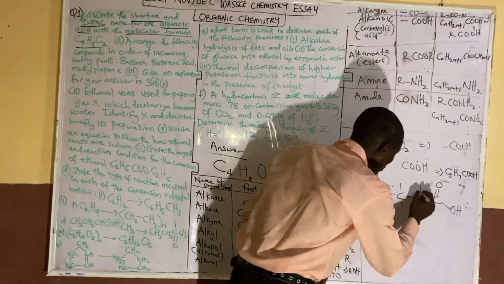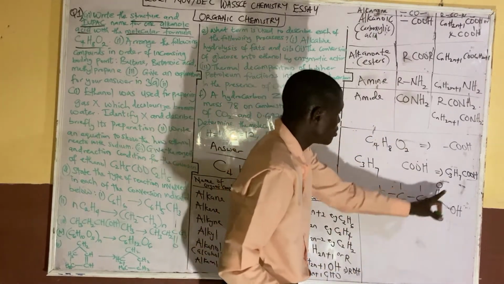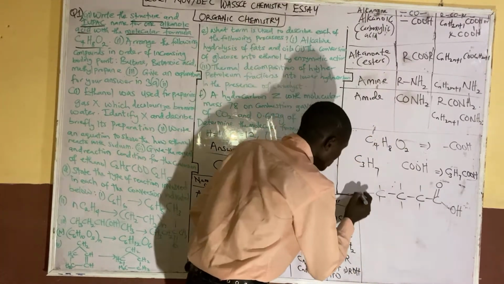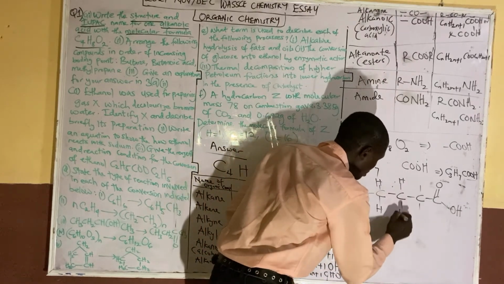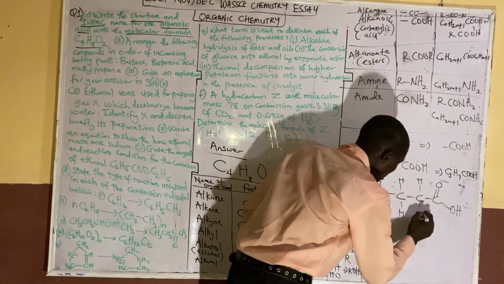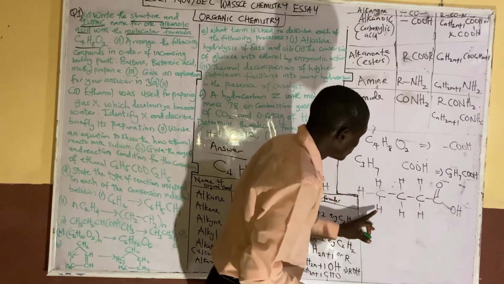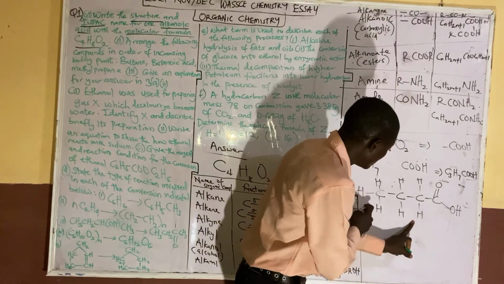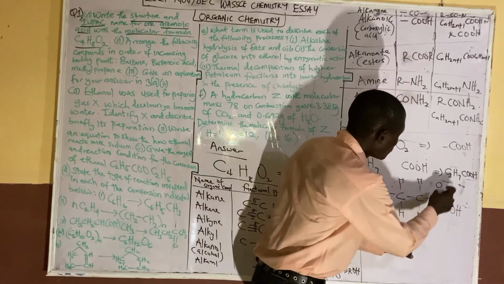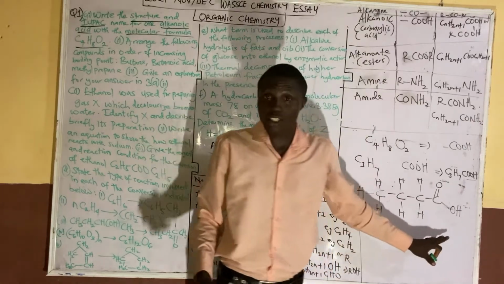You put 1 on the top, put 1 on the down. So now you use hydrogen to fill up those empty spaces. Hydrogen, hydrogen, hydrogen... If we count it, it will be 7. 1, 2, 3, 4, 5, 6, 7. So this is C3H7COOH. So this is the structure.